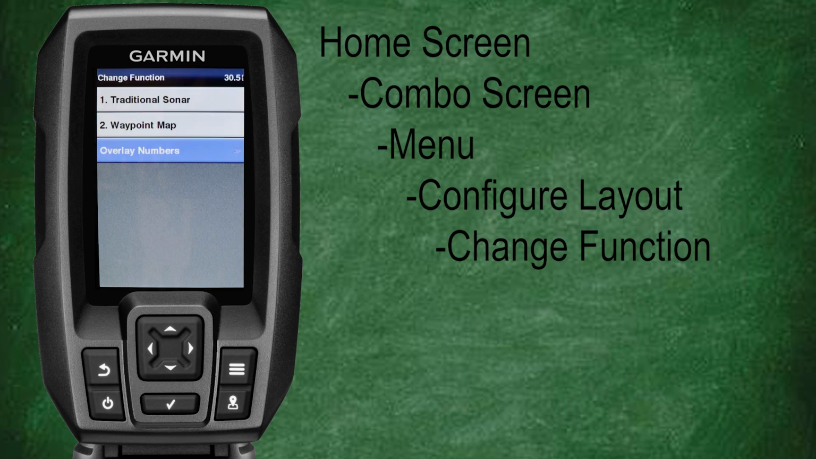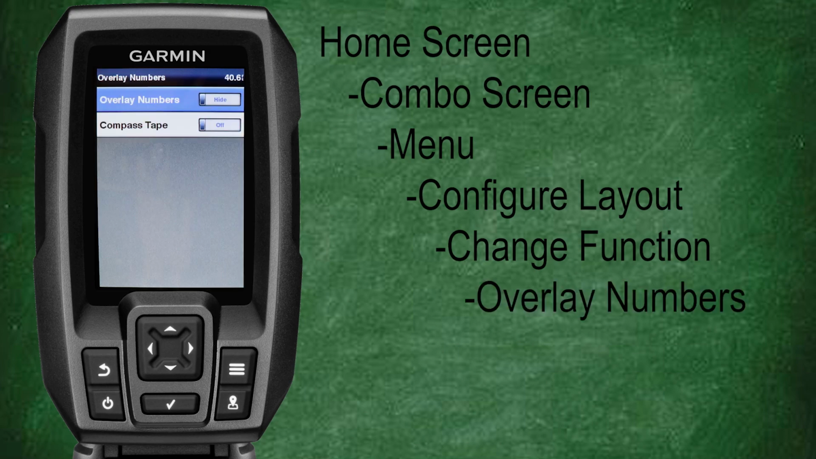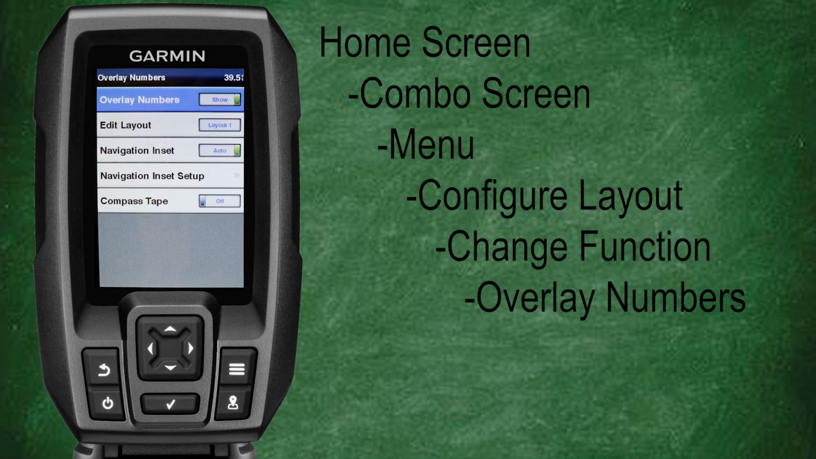Looking at the option for overlay numbers, you again can add overlay numbers and a compass tape to your sonar screen. And again, like I said earlier, I normally leave these functions off to reduce clutter on the screens. But I'll take a few moments to show you what each feature is in case you want to enable them on your screens. Let's select overlay numbers to show by pressing enter. This gives us a whole group of new menu options to edit the layout, navigation, insert setup, and compass tape.